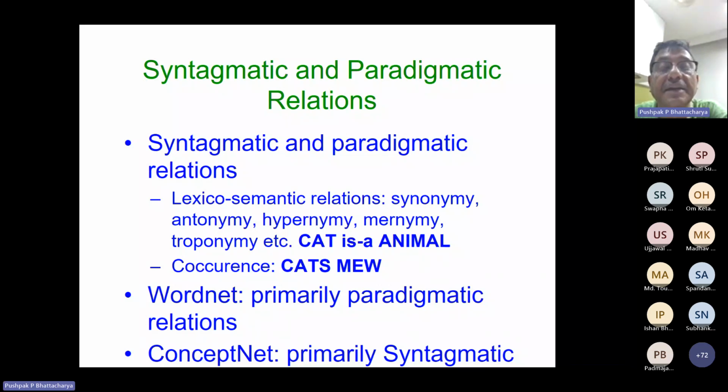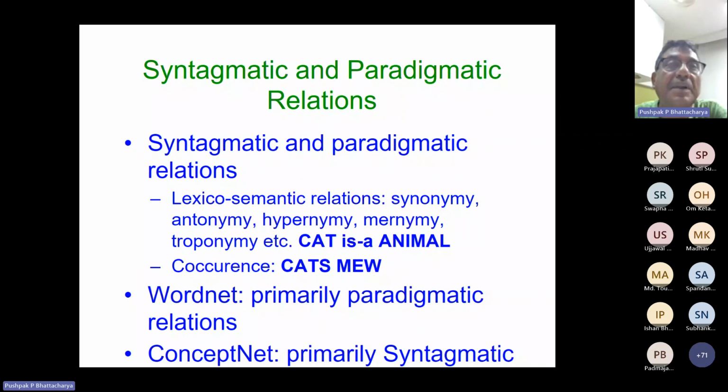And the other relation between two words can be co-occurrence. They occur together in a sentence. So cats and mew, dogs and bark, elephants and trumpet. These are co-occurrence relation because they appear together in a sentence. WordNet captures what is called paradigmatic relation, and ConceptNet, which is another well-known knowledge network, primarily captures syntagmatic relation. So syntagmatic relation arises from two words occurring together in a sentence.